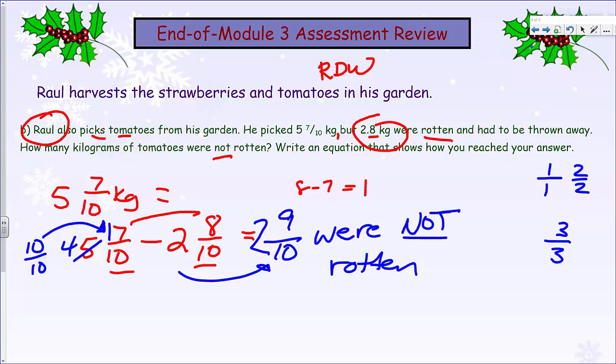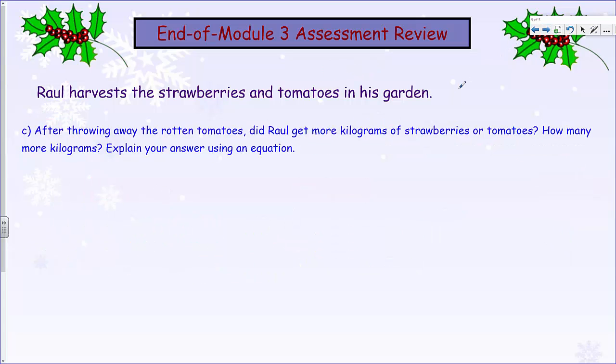All right, moving on. Looks like we're on the last page. Oh, another Raul problem. More, that's 3 times. It just keeps continuing. After throwing away the rotten tomatoes, probably a good thing that he did that. Did Raul get more kilograms of strawberries or tomatoes? How many more kilograms? Again, explain your answer using an equation.